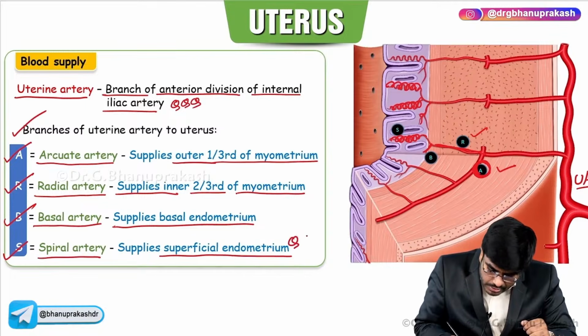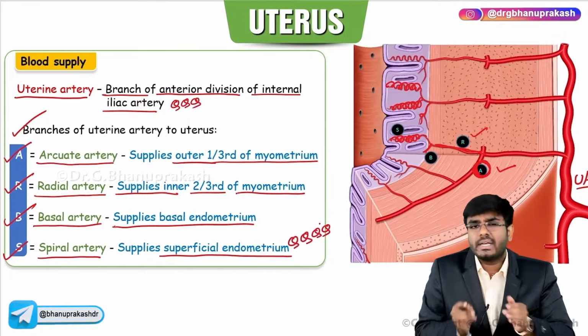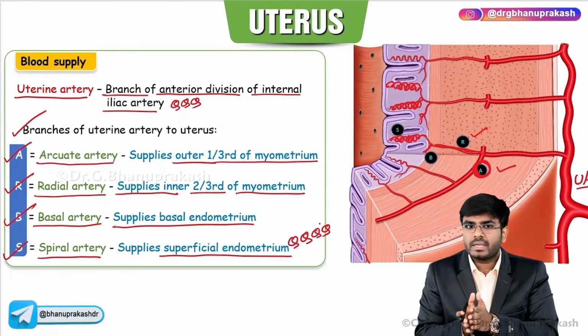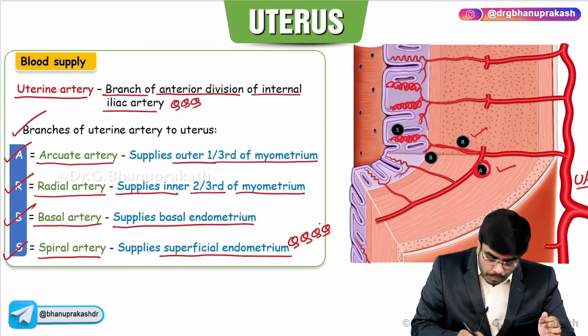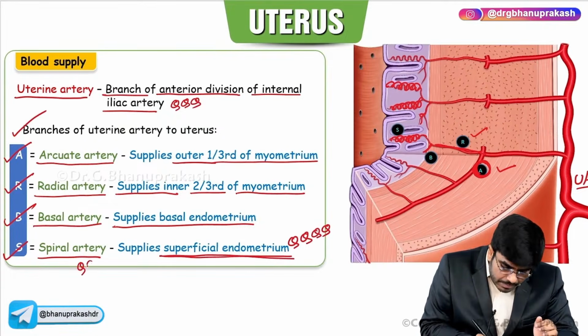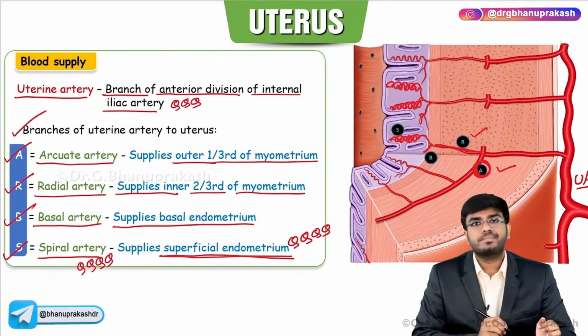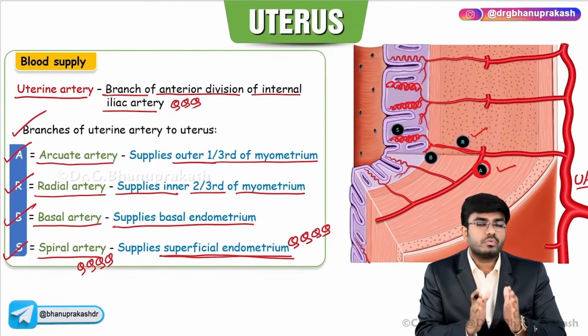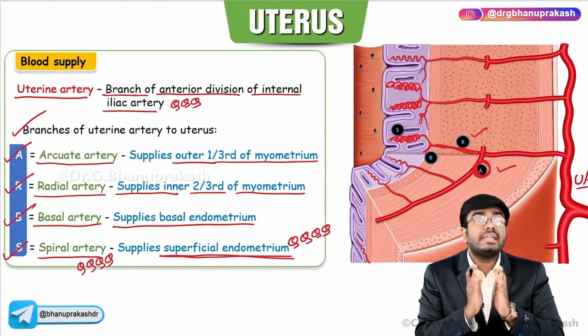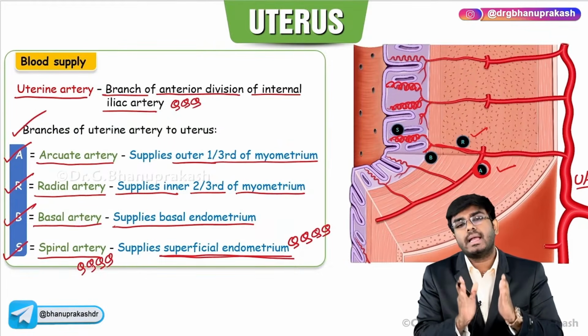This is the MCQ. Superficial endometrium, we all know that endometrium is of two types, right? Superficial, which sheds every month, and basal endometrium, which is a regenerating layer. So superficial endometrium is getting blood supply from the spiral arteries. These are the branches of the uterine artery. And uterine artery, again I am repeating, it's a branch of the anterior division of the internal iliac artery.